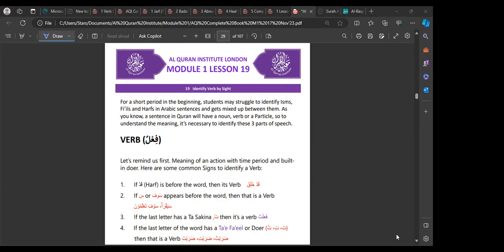And here are some signs to identify a verb. So there are certain harfs that only come before a verb, such as qad khalaqa, qad khalaqa al-insanu, etc. So the harf qad, if you see that, then know that the next word is going to be a verb. Okay, it won't ever come before a noun. Then we have sa and sawfa. Sa and sawfa. Sorry, Hamza, if you don't mind zooming in again, please, when you can.